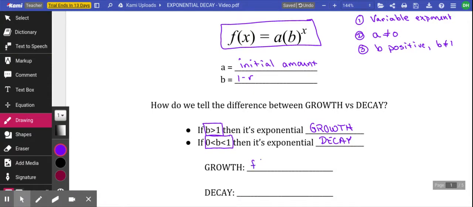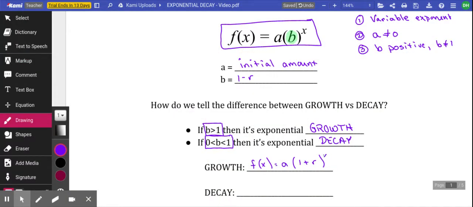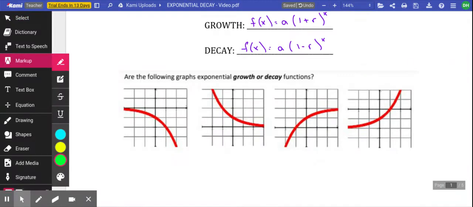So if we're talking about exponential growth, I'm envisioning the function with 1 plus r. I'm just replacing that b value that we had up here in the parentheses with a 1 plus r to emphasize growth. But if it was decay, now I'm going to replace it with 1 minus r raised to that x power. So here's just a couple of examples to get ourselves in the right frame of mind. This first example, you always want to go from left to right. So as you move from left to right, we're falling. So this is a decay problem.